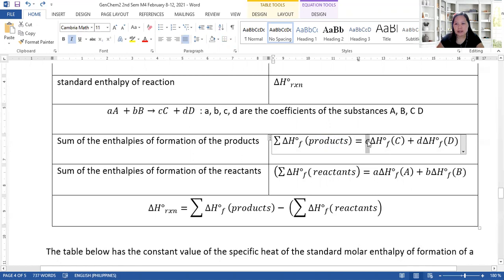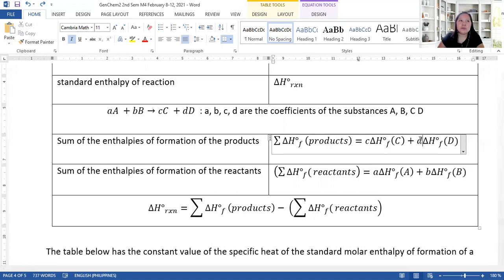So we have here small letter c, which is the coefficient of that certain compound. Just look at the chemical equation later for that compound, and then you will be able to get its value. It's the same with the letter d. So the sum of the enthalpies of formation of the products equals c, the coefficient of that compound, times the delta H degrees f, the enthalpy of formation of the compound of letter c, and then the letter d, also the coefficient of that compound.